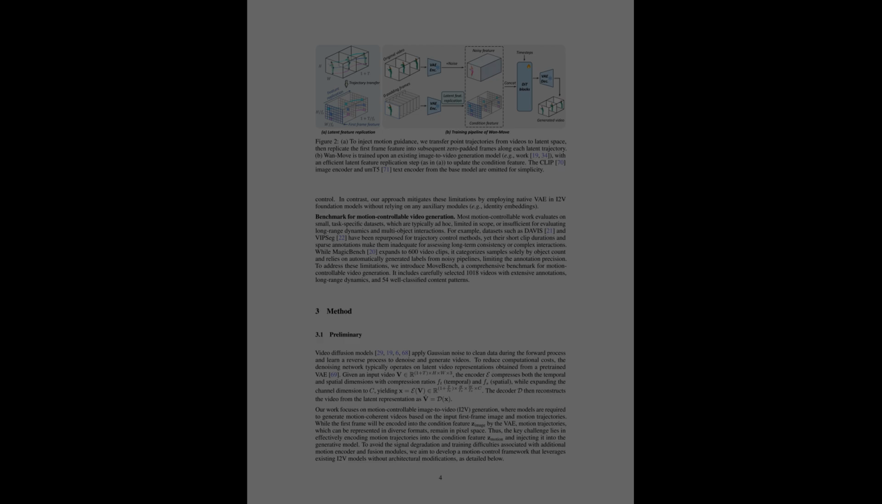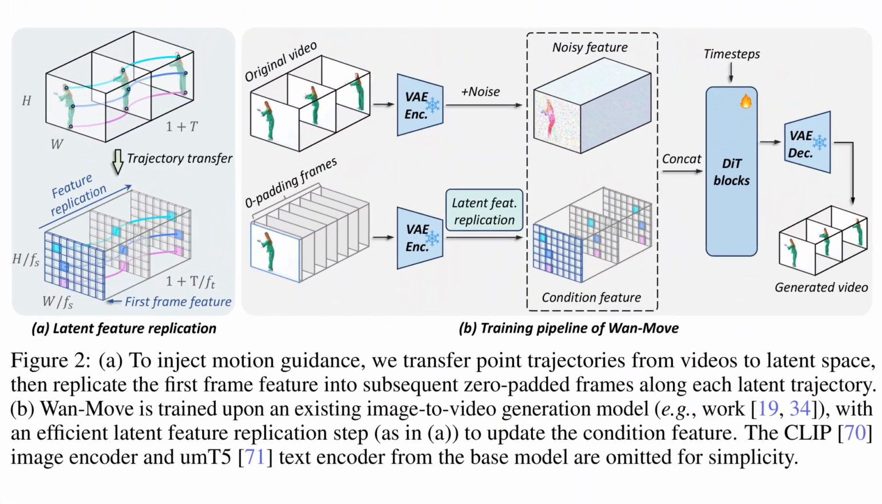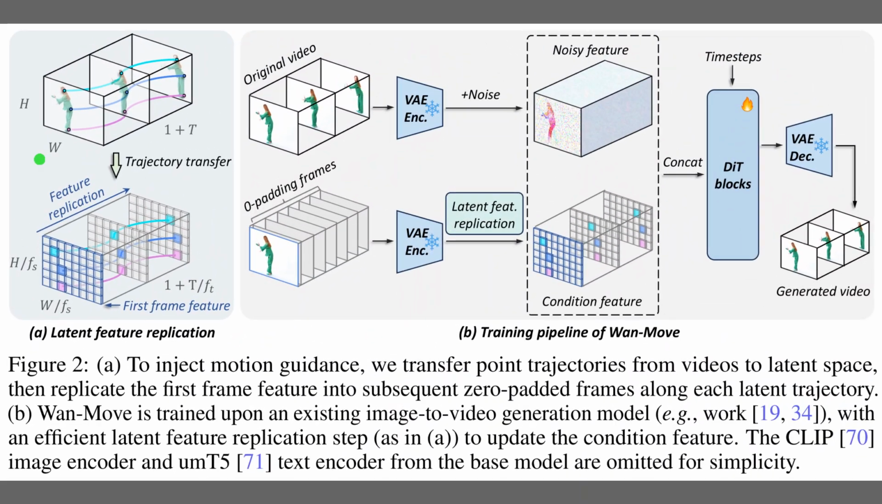object. Figure 2 shows how Wan-Move turns user-specified motion paths into guidance inside the video model. The left panel illustrates latent feature replication, where point trajectories in the video get mapped into the model's latent grid, and the first frame features get copied along those paths. This process creates a motion-aware condition feature that already encodes how each object should move. The right pipeline panel then takes both the noisy video latent and this condition feature, concatenates them, and runs standard diffusion transformer blocks to generate a motion-controlled video without changing the base architecture.